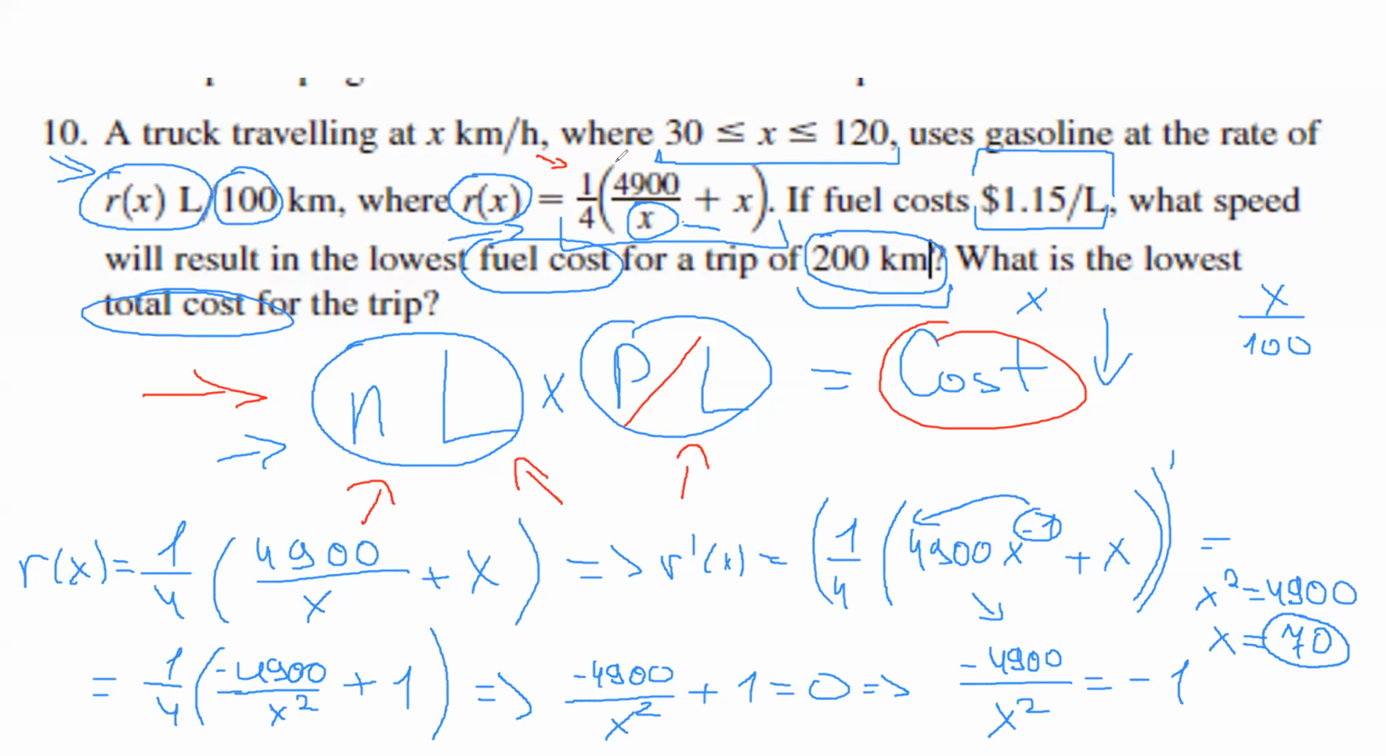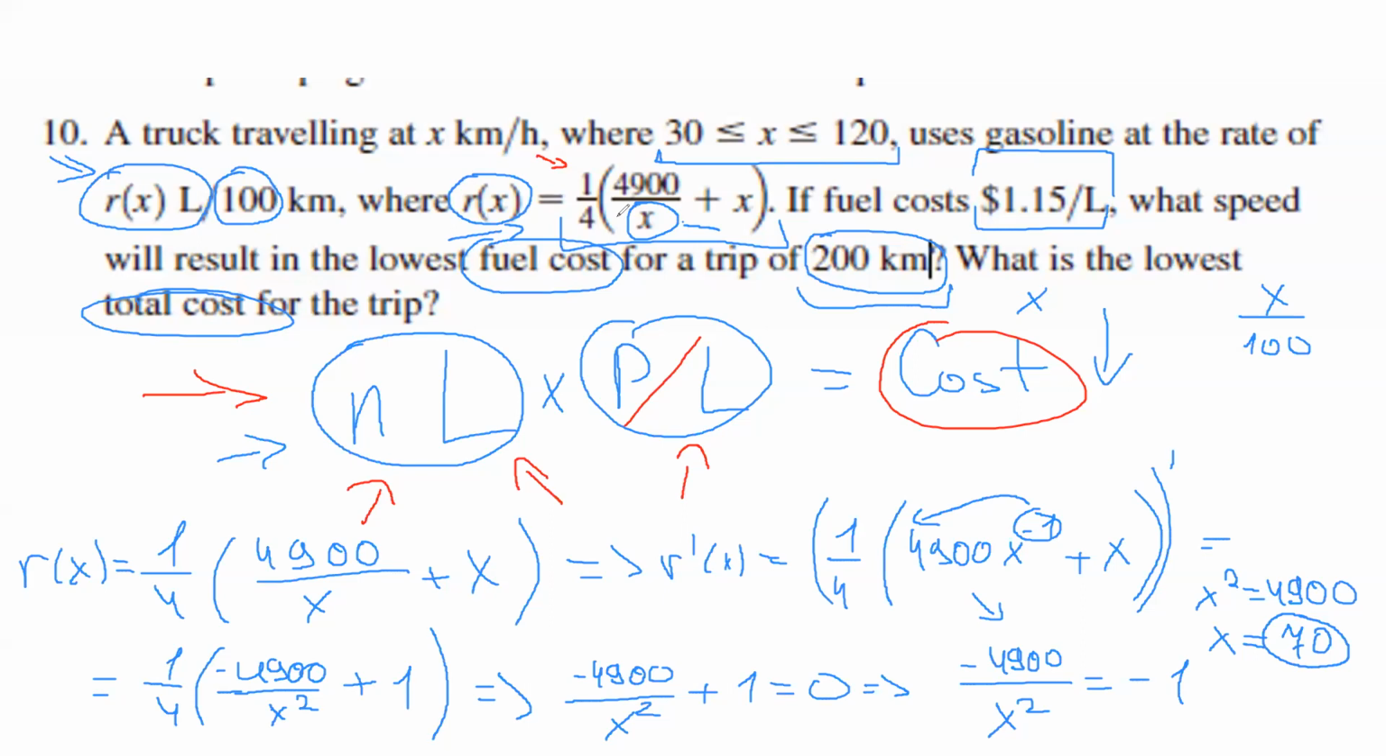Oh no, sorry. It's going to be 35. So that's what I got. So what's the final answer? 35 liters per 100 kilometers. If I traveled 200 kilometers, then how many liters did I use?